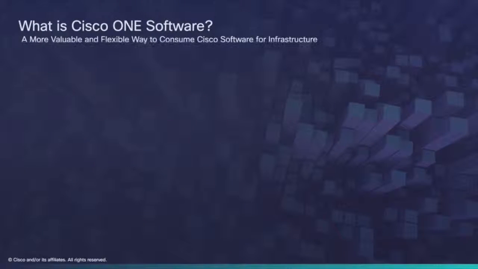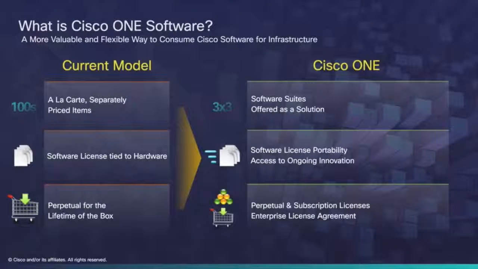So, what is Cisco One? Cisco One takes what used to be hundreds and hundreds of choices when it came to hardware and software and combines them to make a simple 3x3 option to acquire Cisco software. The result of this simplification makes it easier to buy as well as sell.